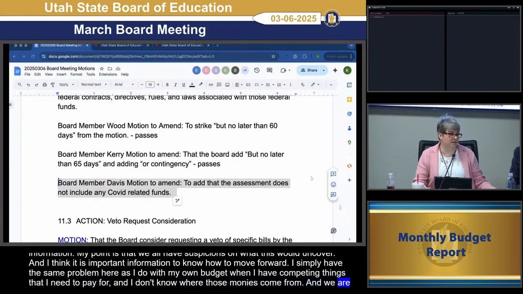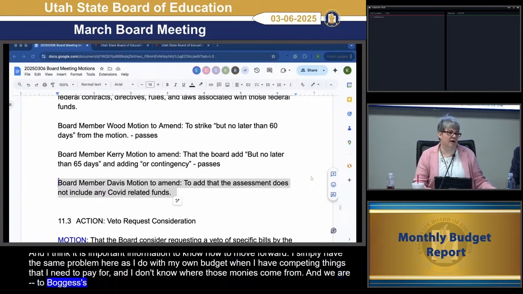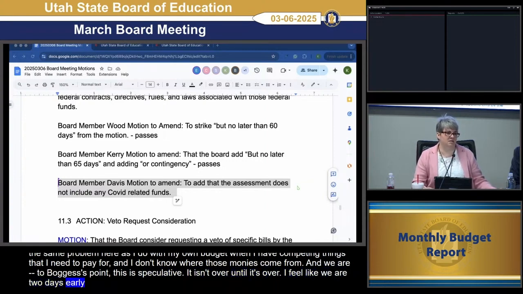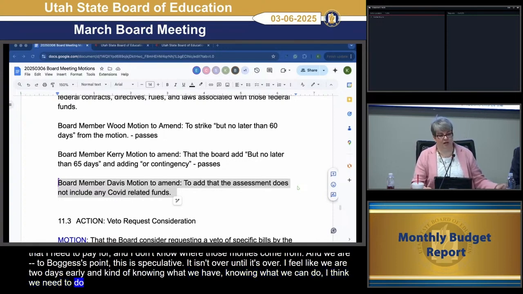We've got one more day in the session, and it isn't over till it's over. So I feel like we're 2 days early in kind of knowing what we have and knowing what we can do. I think we need to do all the things. I just know that we don't have money trees.